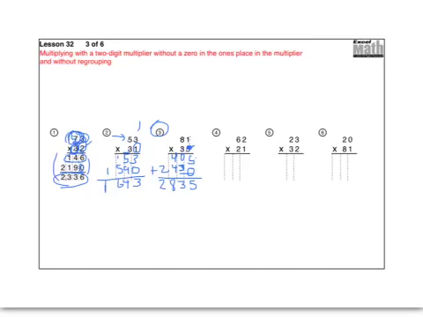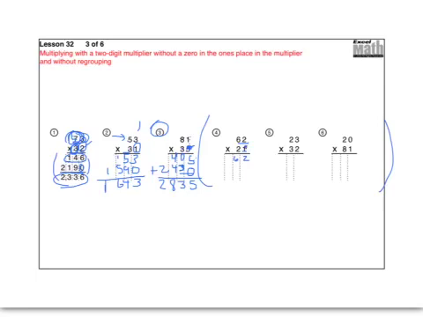Alright, hopefully you're getting the hang of this by now. Go ahead and try numbers 4 through 6. Pause the video, turn it back on when you're ready to see the solutions to those. Alright, so first of all we're doing 62 times 1. Well, 62 times 1 is 62. You should have written that there.